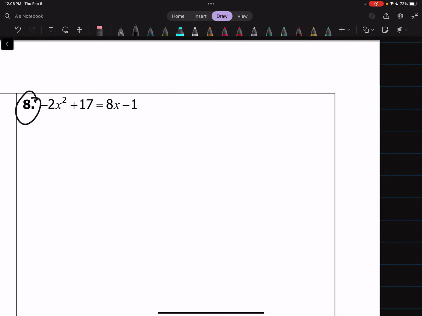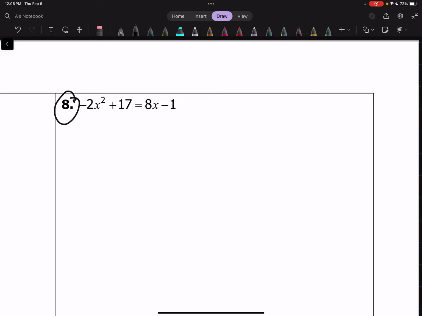You are welcome to keep using Desmos. I'm not going to. I personally am faster using it by hand. But again, if you're comfortable using Desmos, please continue to use it. Here we go. I'm going to move everything to one side. This time, I'm just going to move them, 8x and the negative 1. So I have negative 2x squared minus 8x plus 18.